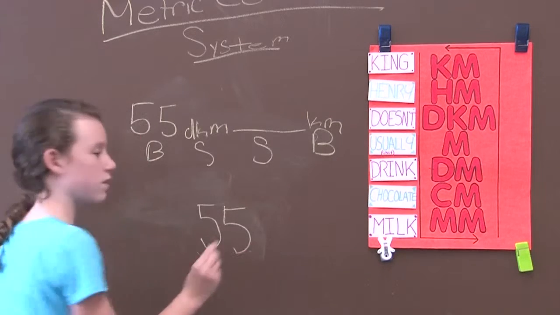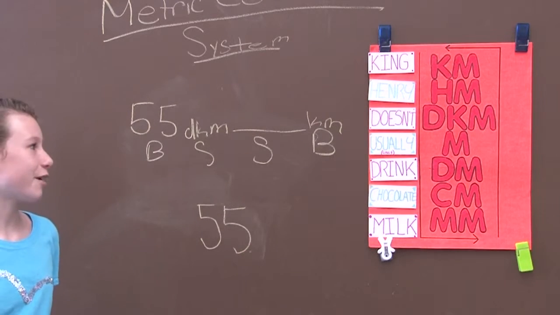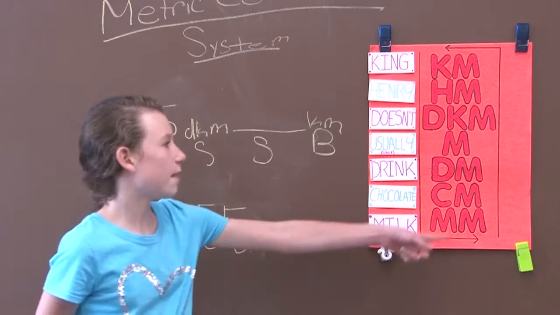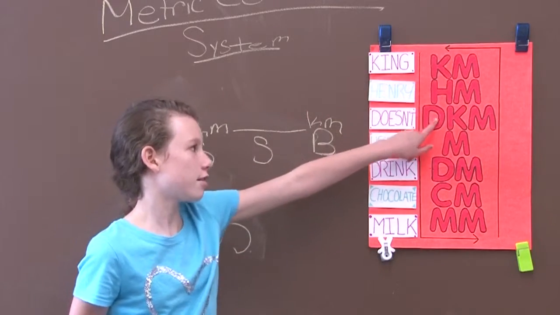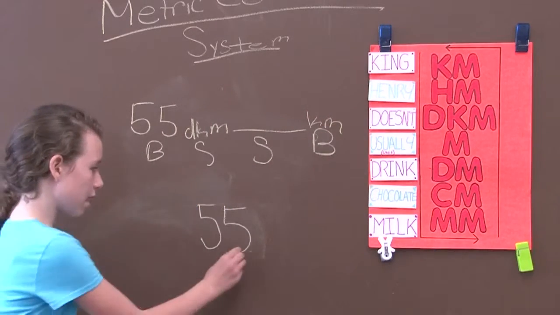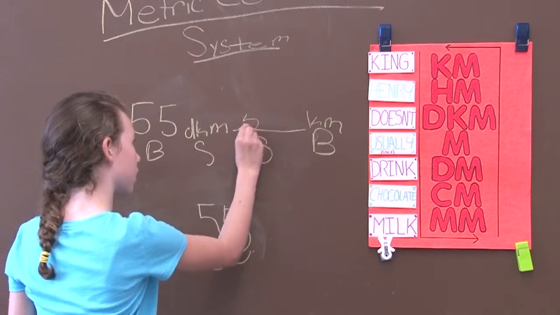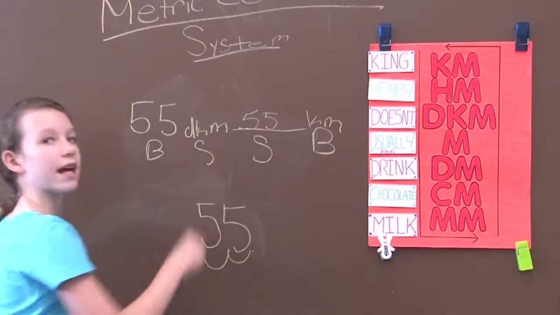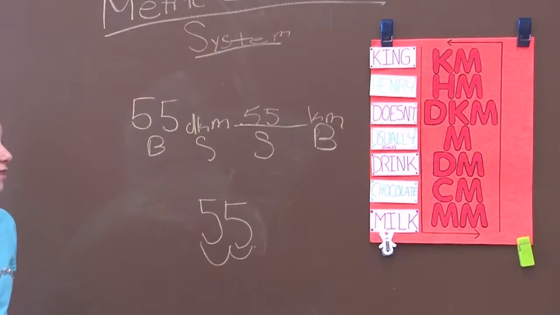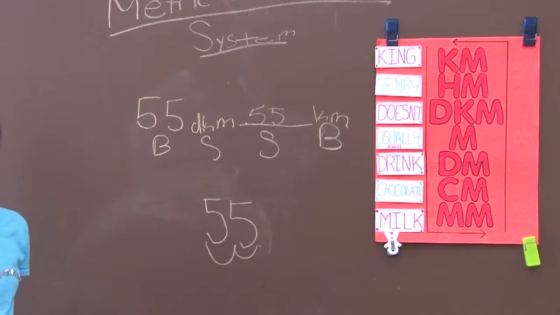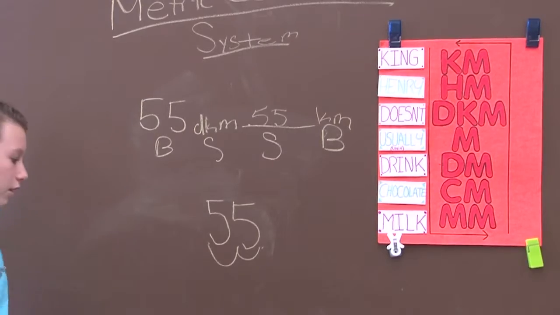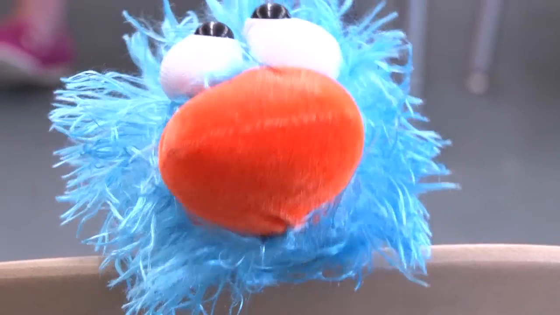Now we put the decimal point at the end of the number because we don't see it anywhere else. And then we are moving up the chart, so we move it to the left. So 1, 2 spaces, we move it to the left 2 spaces. So 55 decameters equals 0.55 kilometers. Here's our last example, Mikey.